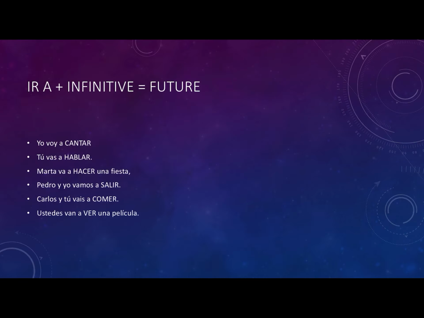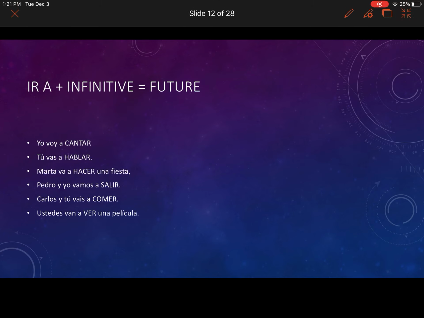And then just to make a small note, remember that we've learned how to talk in the future now. We only need to use the conjugated form of ir plus the preposition a plus the infinitive, and we can say that we are going to do something in the future. So we have yo, I, voy, the conjugated form of ir, a, and then cantar, sing. I am going to sing. Or ustedes, you guys, formal, van, the form of ir, a, and then ver, to see. You guys are going to see a movie.